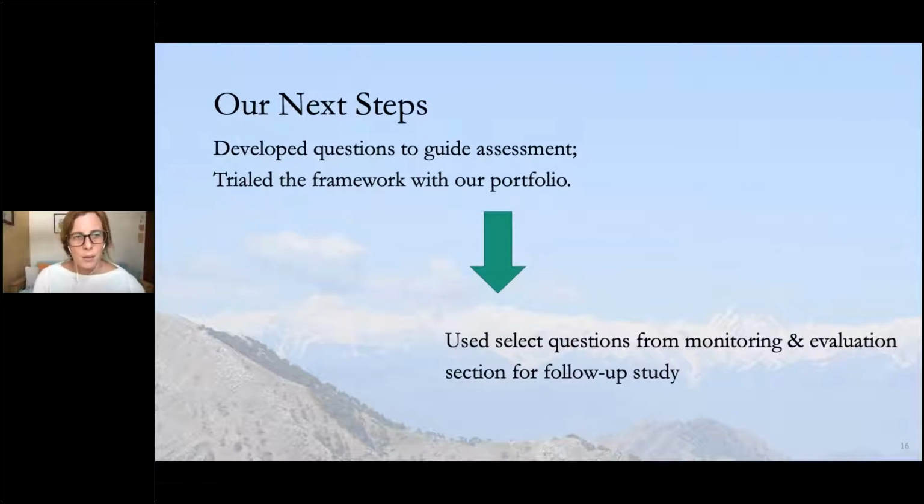So the next steps in our research was to take these criteria and actually put it into practice. So those 4 categories that you saw with a number of criteria associated with them, we then developed questions to guide assessment in each category. And we trialed that within our portfolio of projects by conducting surveys with our grantees. What I'm going to present on today is really just using select questions from that survey data that focused on just the monitoring and evaluation component.